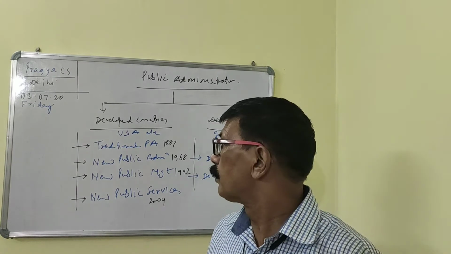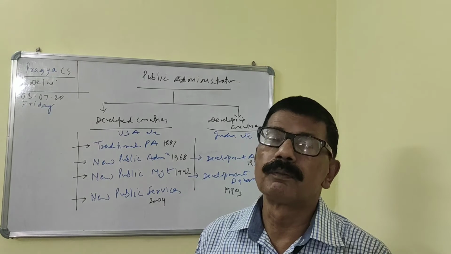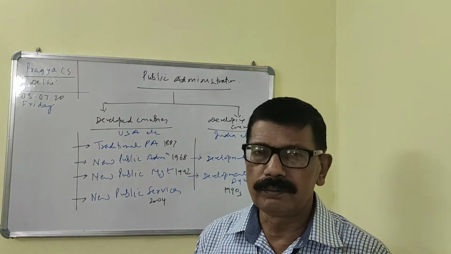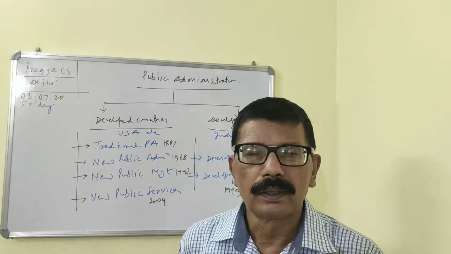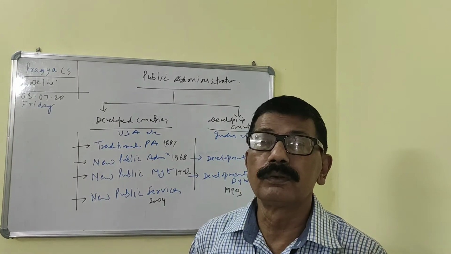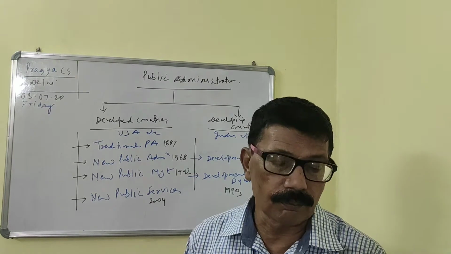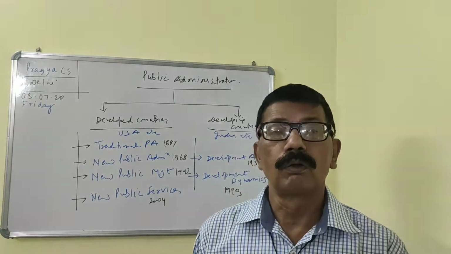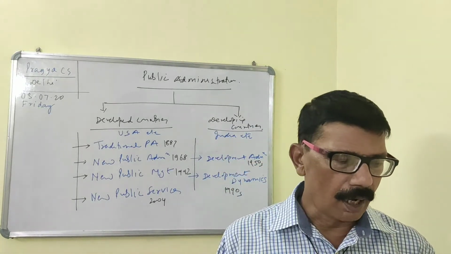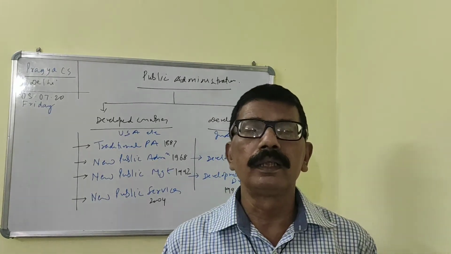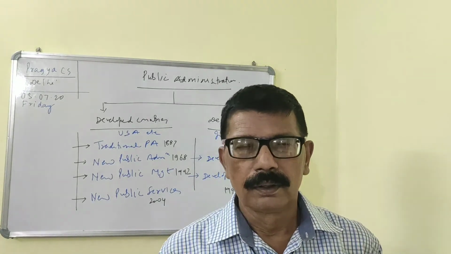So new public management emerged in 1992 with the publication of the book Reinventing Government by Ted Gaebler and David Osborne. Get the point? This book, Reinventing Government, led to the emergence of a movement in America called the Rego movement. Re means reinventing, G-O, Rego, means government. The Rego movement.